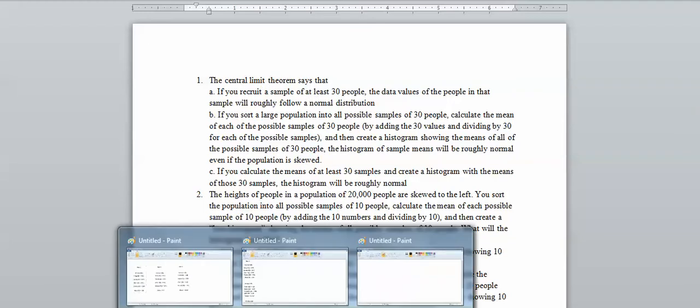So what if we have a big population of people? Imagine the heights of all people in Concord. We don't know what type of shape that population has. It could be normal like this, or it could be skewed like this. Or it could be skewed to the right, or it could even be skewed to the left.